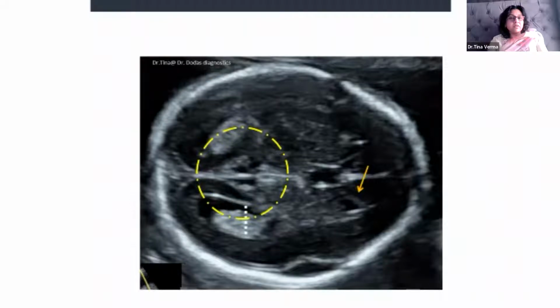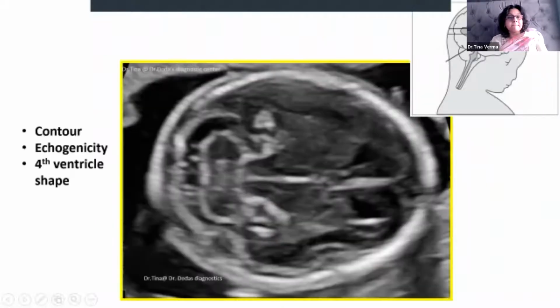One more thing which is important here to note is the posterior complex. Again, we have to see here that there is interhemispheric fissure and there is parieto-occipital fissure. The third and the only plane which looks at the infratentorial portion of the skull is the transcerebellar plane. So if we look at the transcerebellar plane, we see here that the skull is intact. We see the interhemispheric fissure here, the contour of the cerebellum, vermis, cisterna magna, and the nuchal fold thickness.